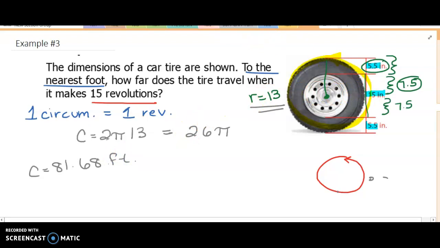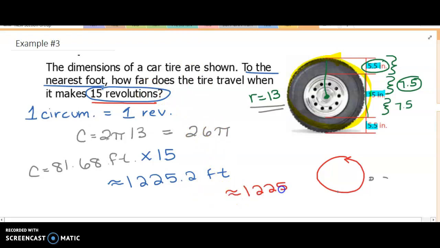Okay, well now, that's 1 revolution. I go around once. I want to go around 15 times. So I want to multiply this number times 15. When I plug that into my calculator, I get roughly 1225.2 feet. It wants us to round to the nearest foot, so our nearest foot would just be roughly 1225 feet. That's how many feet we go if this tire goes around 15 times.